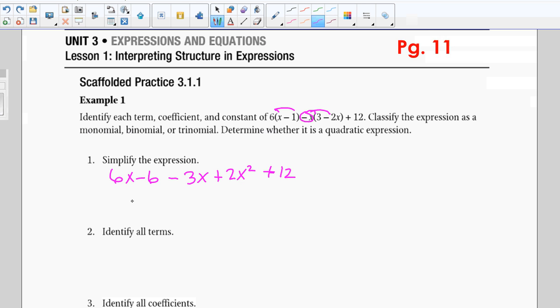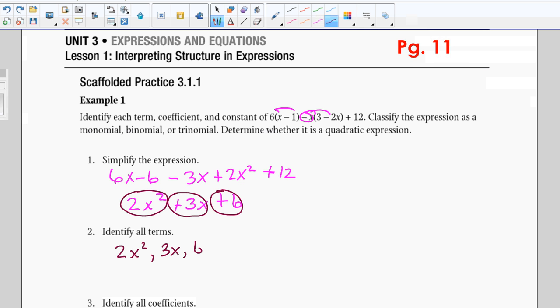Combine your like terms. I have a 2x squared is my leading term. I have a 6x and a minus 3x, so I'm left with positive 3x. And then I have a negative 6 and a positive 12, so I'm left with positive 6. So, identify the terms. If I circle everything and make sure I bring the operation with it, I can see I have 3 terms. They are 2x squared, and I should be writing this in descending order, 3x and positive 6.